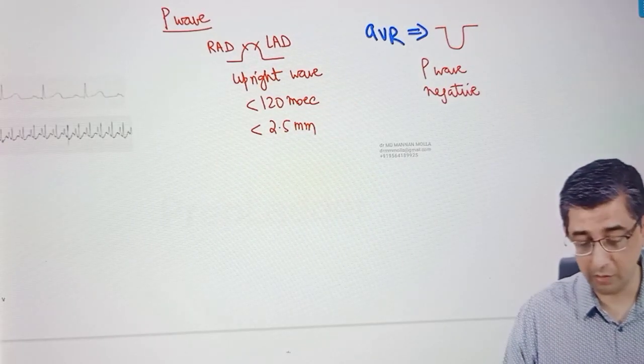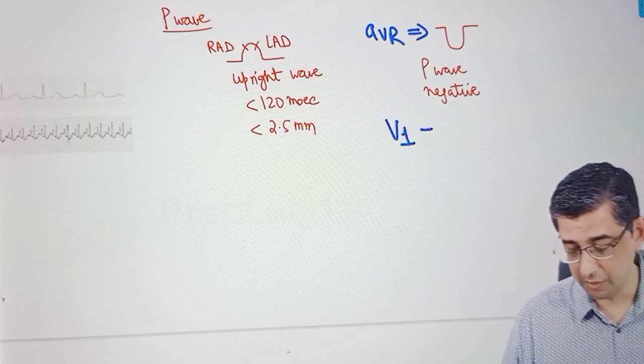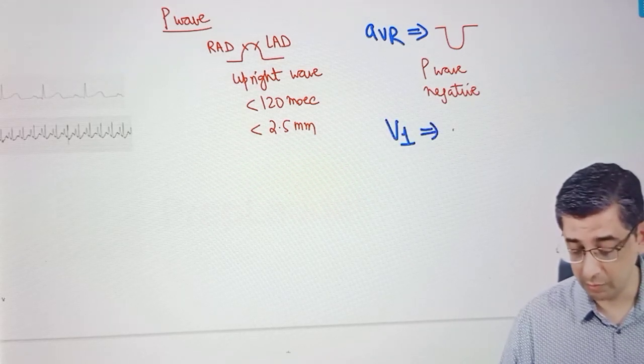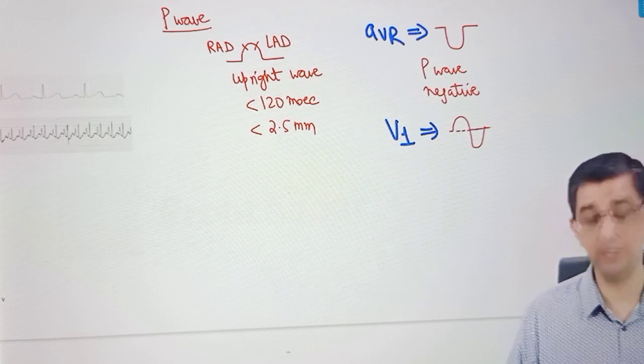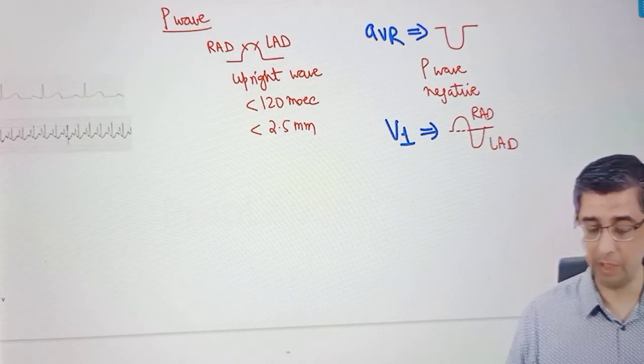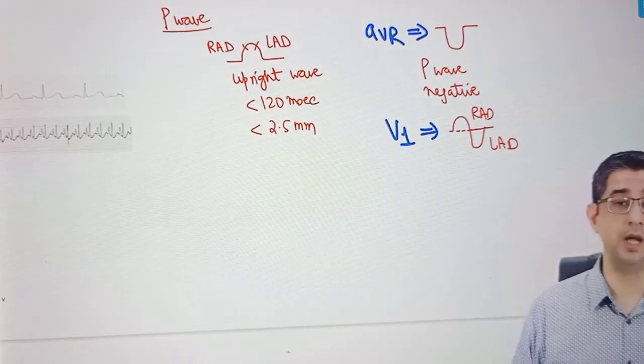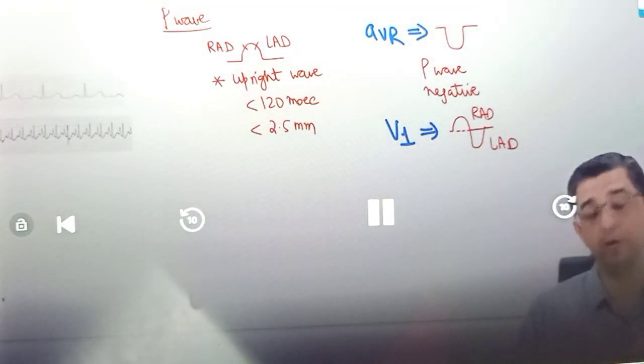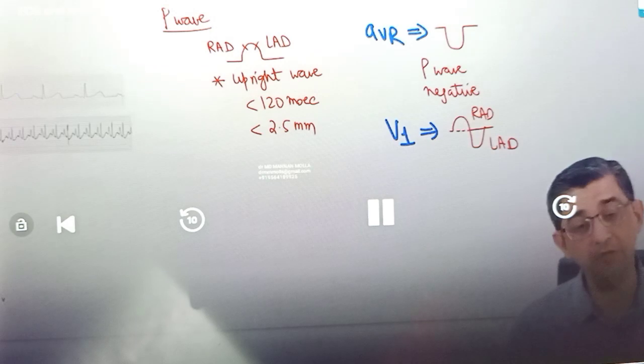In contrast, if you are ever going to look at lead number V1 per se, and you're going to scan the P wave, you will notice it will be biphasic. Some part of it will be above the baseline, some part will be below the baseline. The part above the baseline is right atrial depolarization, the part below the baseline is left atrial depolarization. So the message at this junction is that P wave is always an upright wave, but can be negative with respect to AVR and can be biphasic with respect to V1.